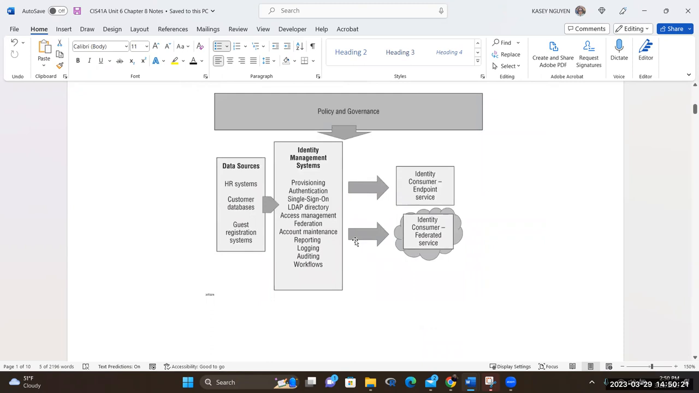Your data sources is going to be the assets, right? All your data. And where that's coming from, that could be from your HR, that could be from different departments. And then your identity management system is going to be a centralized way. And we often see LDAP, which is Lightweight Directory Access Protocol. So this is a way that we will be able to utilize authentication approach or methods to be able to access resources.